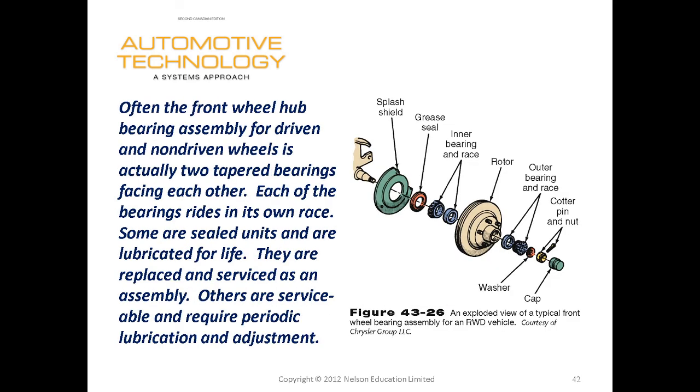Wheel bearings. So wheel bearings, a few different styles. What do we got here? We've got some tapered wheel bearings. Often front wheel hub bearing assemblies for driven and non-driven wheels is actually two tapered bearings facing each other. Each of the bearings rides in its own race. Some are sealed units that are lubricated for life. Pretty much the most common ones are sealed units now. And some are actually serviceable. So in this picture, it is a serviceable one.